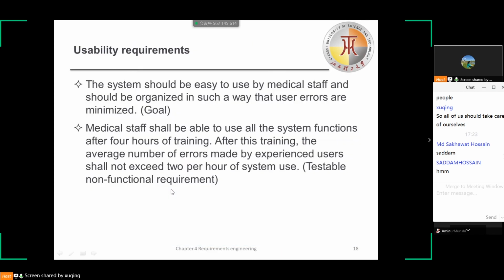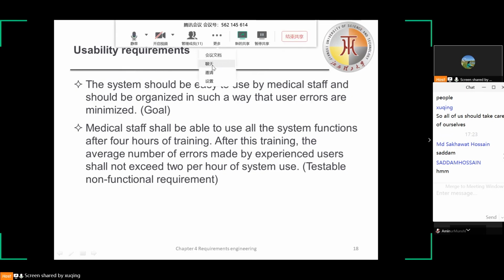Do you have some questions? Some questions for this part? No, ma'am, it's clear. It's clear.